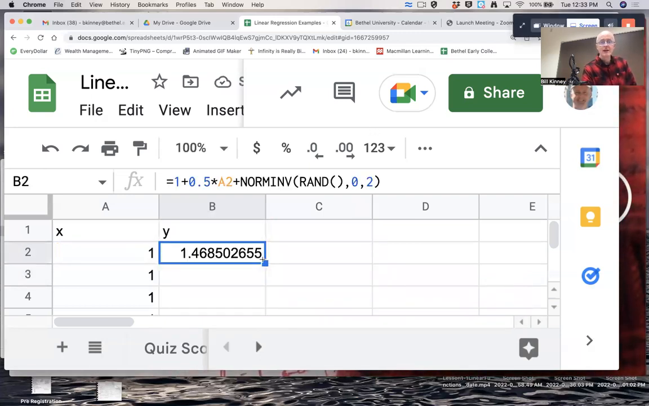So this is giving me a random value of y. That's got, again, a deterministic part, 1 plus 0.5 times x, 1 plus 0.5 times 1, 1.5, plus an Ei value, a random error, which if this part is 1.5 and I get an output here of 1.4685, the value of E must be negative 0.0315, I think. But again, as I copy and paste, everything changes.